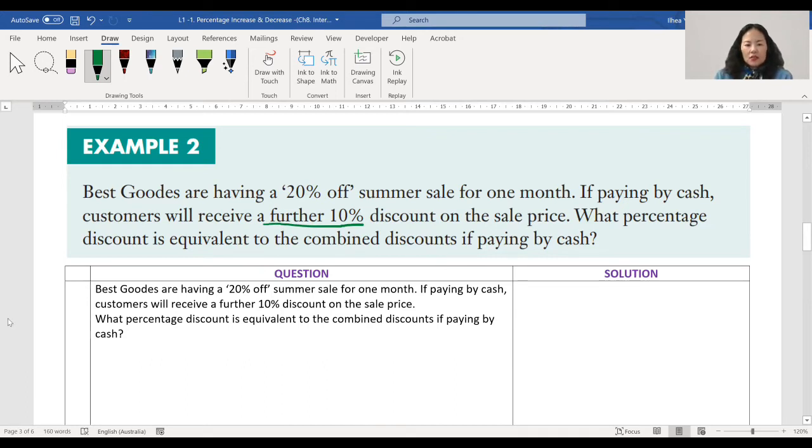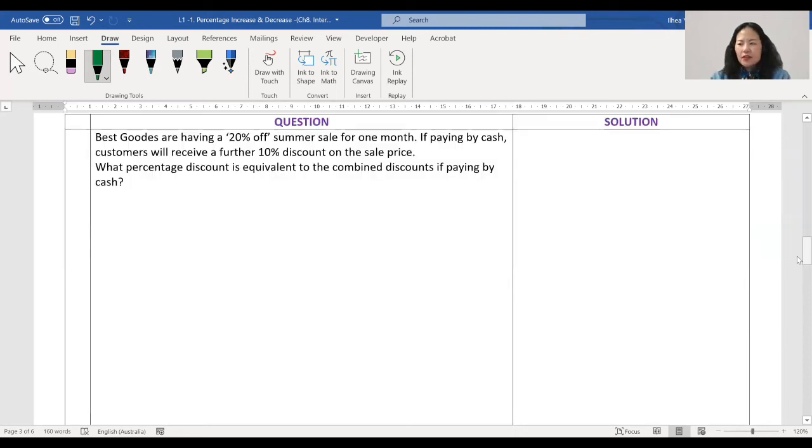So what percentage discount is equivalent to the combined discounts if paying by cash? They're asking what is the altogether discount percentage if you decide to pay cash. Something like this, you have to think about it. What's the price? You need to pick a number. Say item A is $100. So 20% off already there, so I am just paying 80%, isn't it? So 20% off means I'm paying 80%.